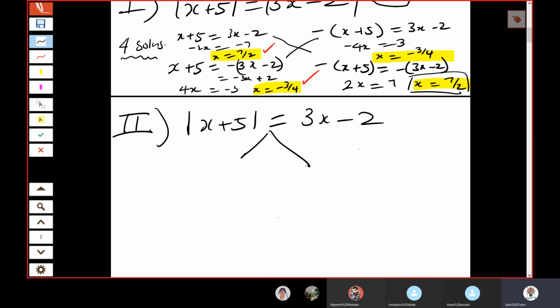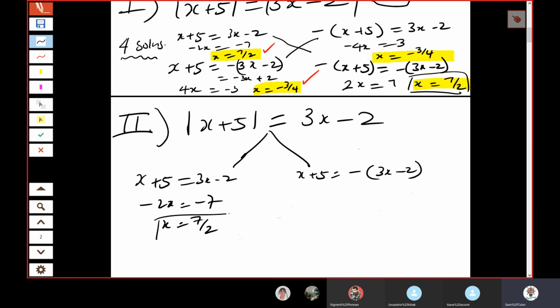So I do what I usually do. There's my two versions. x plus 5 equals 3x take away 2. x plus 5 equals -3x take away 2. Solve, bring this over. x equals 7 over 2. There's one answer. Do this. Bring it over. 4x. 2 take away 5 is -3.